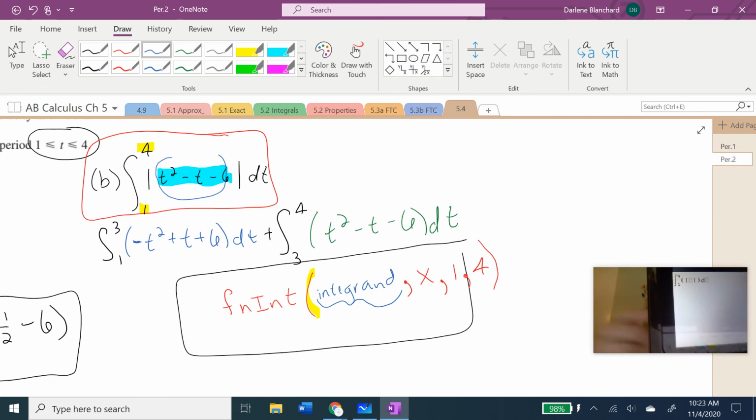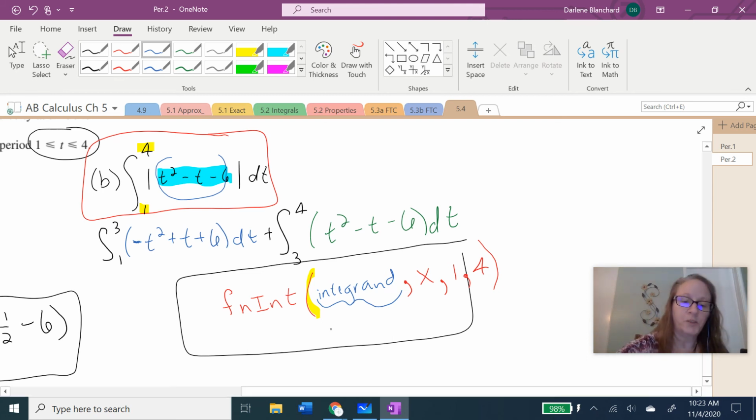If your calculator nicely uses notation like this one does, then you're going to see an absolute value. But if you have the FN int, you're just going to see ABS parentheses. And if you see ABS parentheses, you're just going to have to type the function in that's in the absolute value and then end that parentheses.